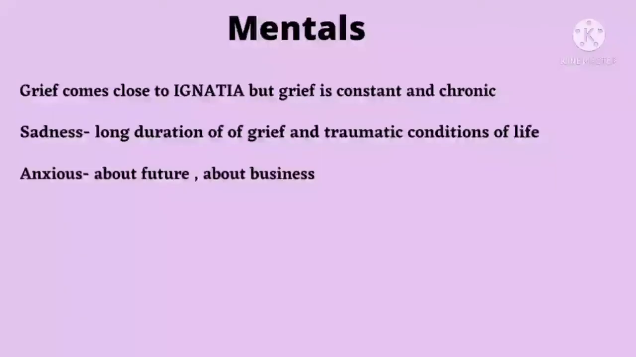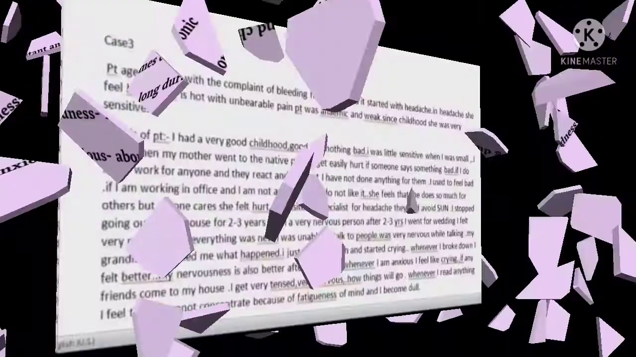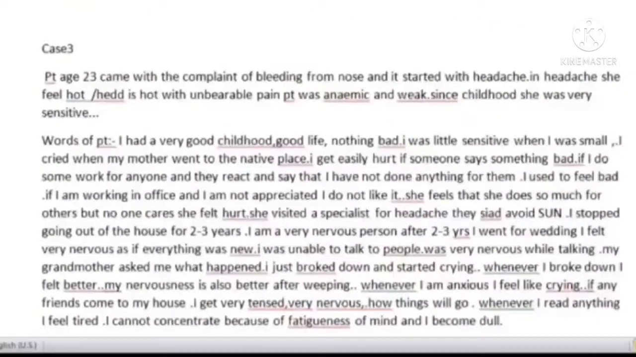So frequently I have seen many cases in which a person suffers from grief for a long time, someone has died in the house, and then she can develop a symptom of graphites where she will become very anxious about how the future will be, anxiety about business. A patient aged 23 came with the complaint of bleeding from the nose, and it started with a headache.